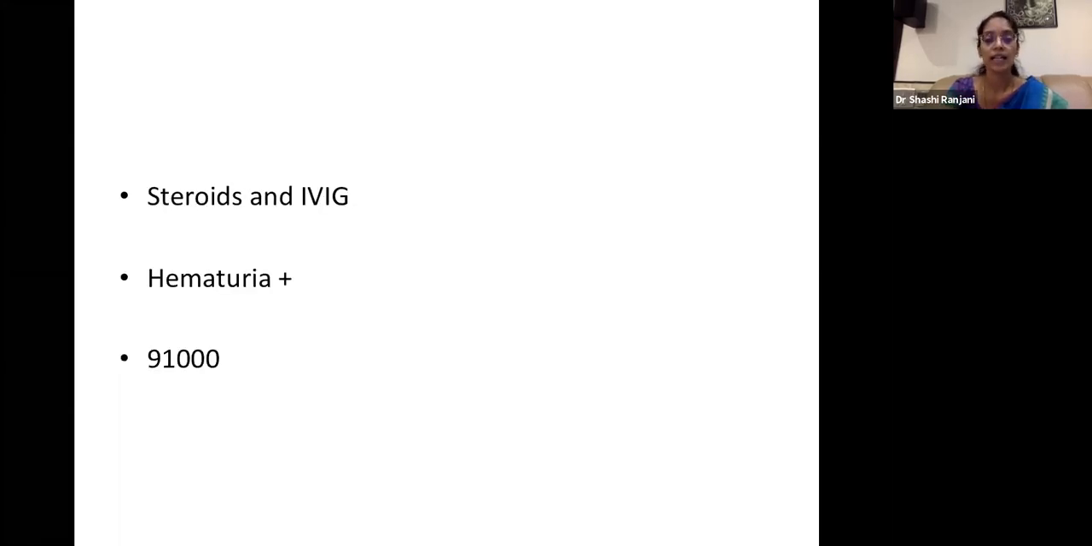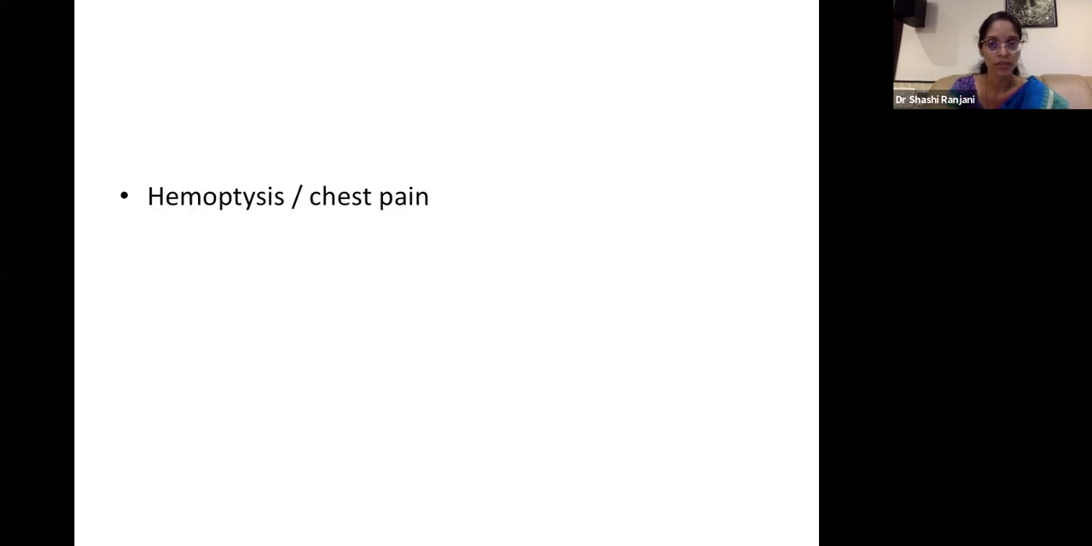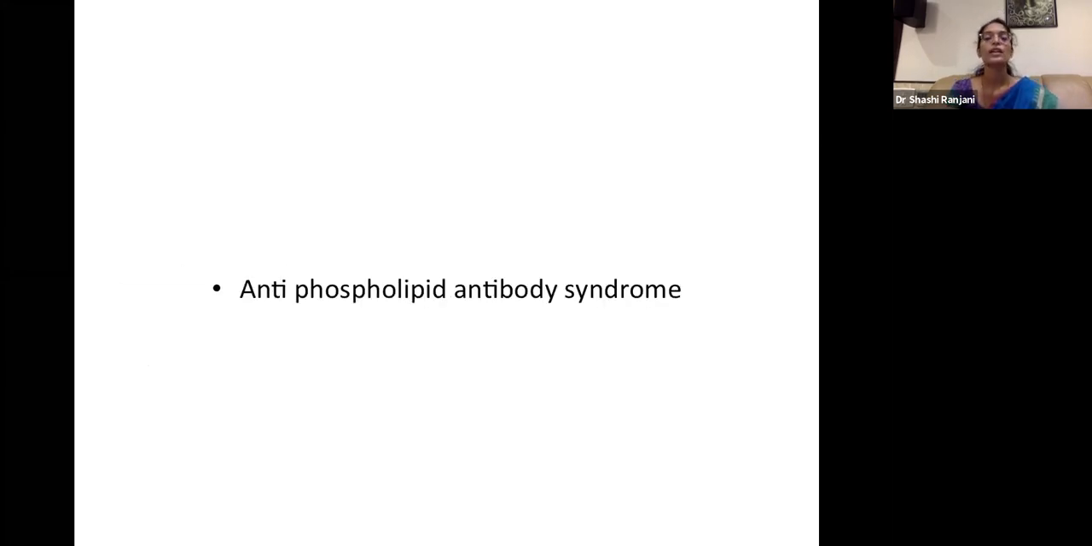So this child's IPF was also okay, and her platelets improved to 91,000 and she was discharged, but she came back with hemoptysis and chest pain, which is so unlikely in a child with ITP. So we did the D-dimer, it was elevated. We worked the child up for antiphospholipid antibody, and the lupus anticoagulant was positive. So this child actually had antiphospholipid antibody syndrome, or APS.